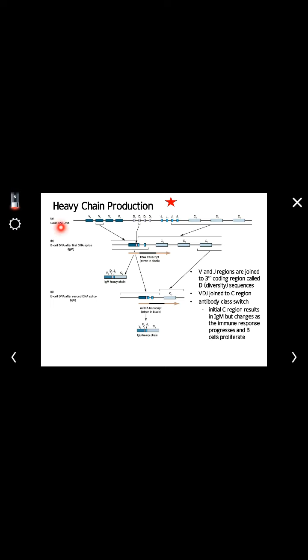So you have your germline DNA. This explains how you can go from germline DNA where you have IgM, and then all of a sudden you end up with IgG.